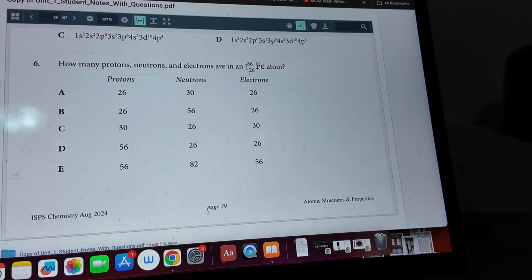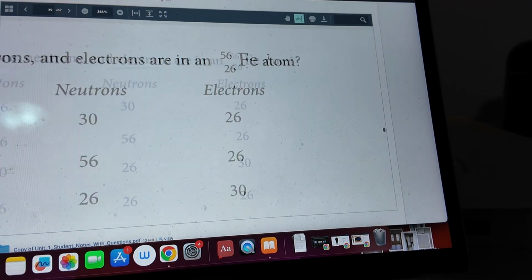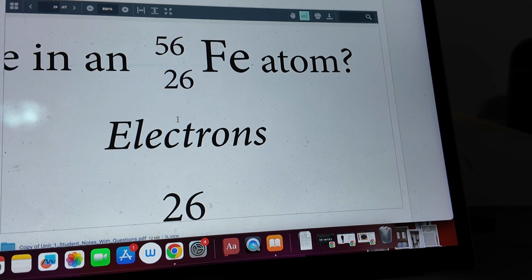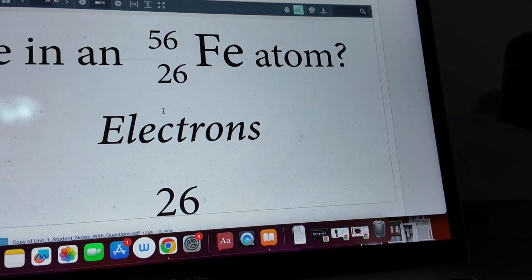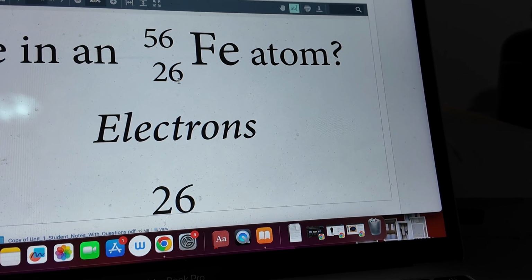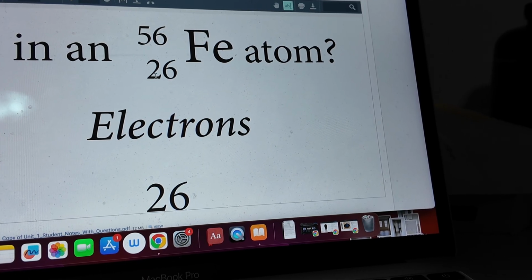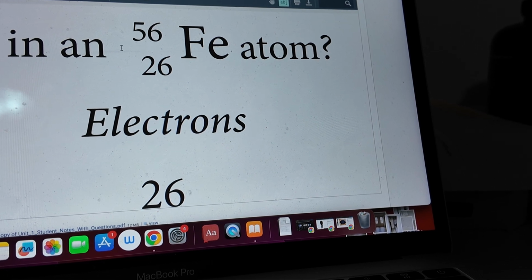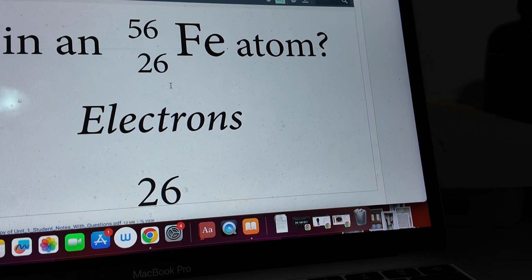So this number up here, we should know that that's the mass, right? Let me zoom in a bit if I can. Oh, okay. So that number up there is the mass. So you don't even need to see the answer choice. In a question like this, an answer choice will confuse you. And this is the number of protons. So you guys should know. So already 26 protons, right? And then to figure out neutrons, you just subtract the number of protons from the mass. And 56 minus 26 is 30.